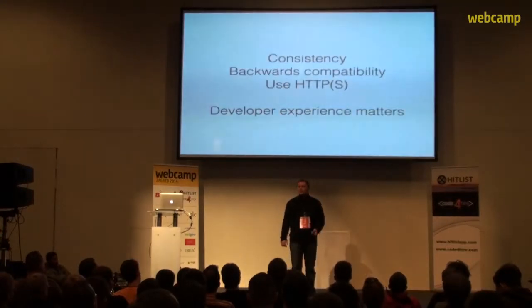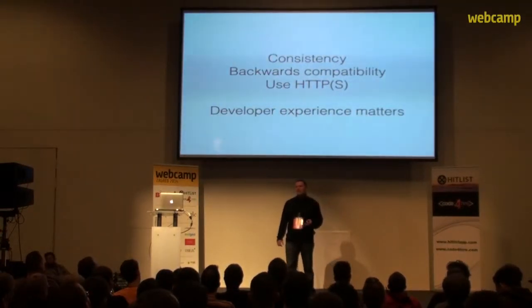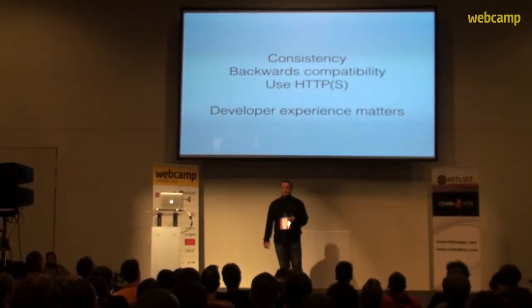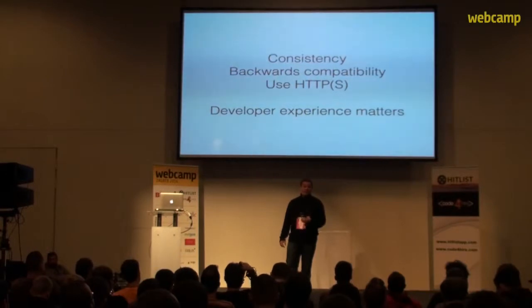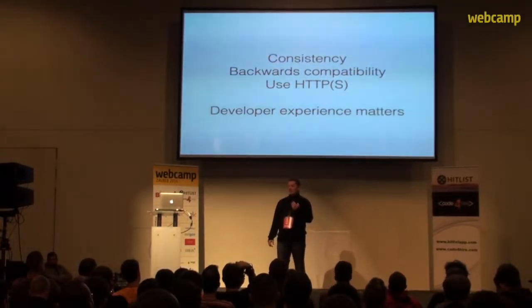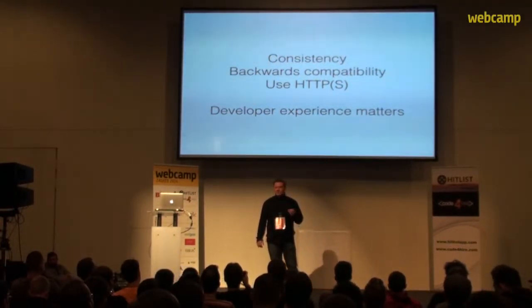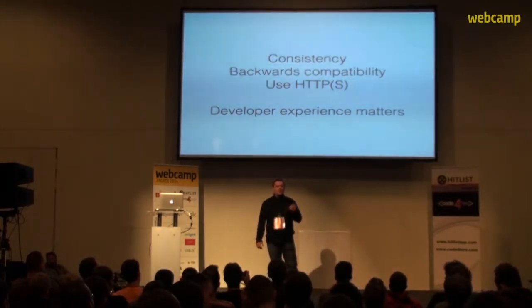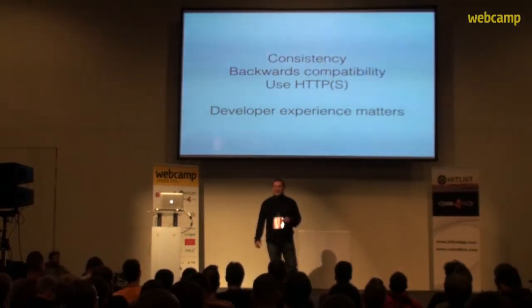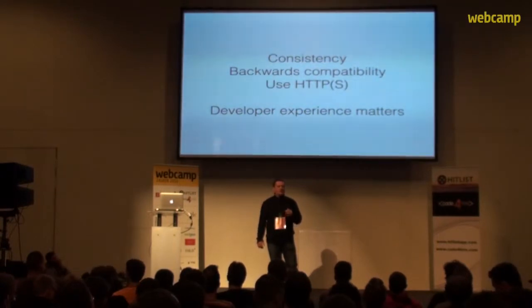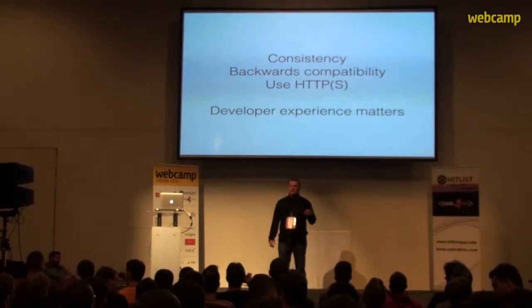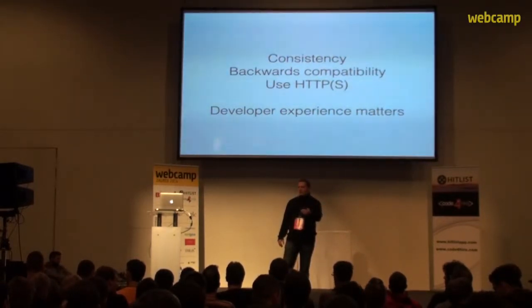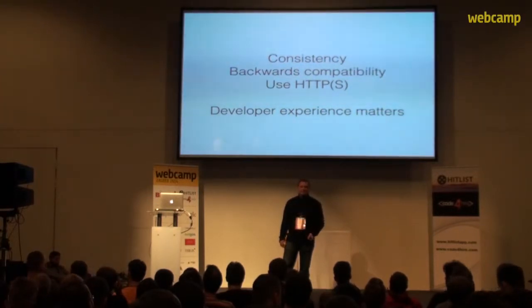So just to conclude, be consistent, be backwards compatible, use the features that HTTP provides. If you care about privacy and security of your data, use HTTPS. And really, the developer experience matters. These things are not hard. If you take a bit of trouble to think about how you can make it better for the end user of your API, you will make both yours and their lives happy. Thank you.